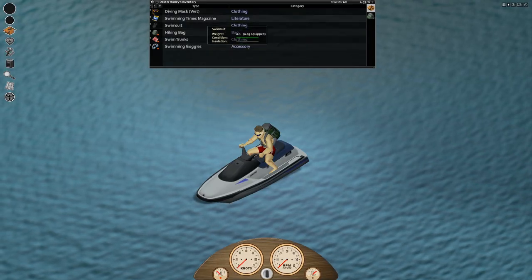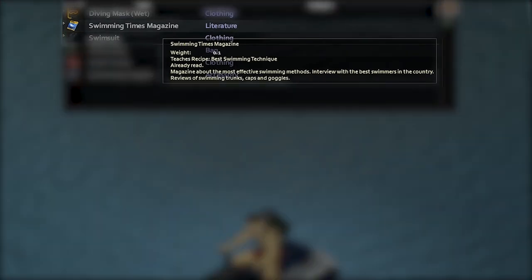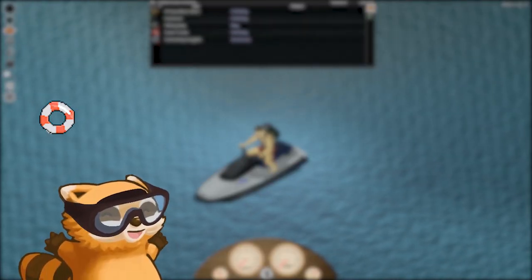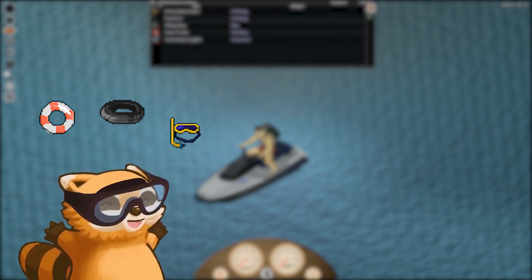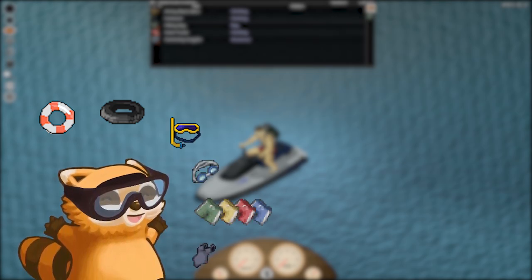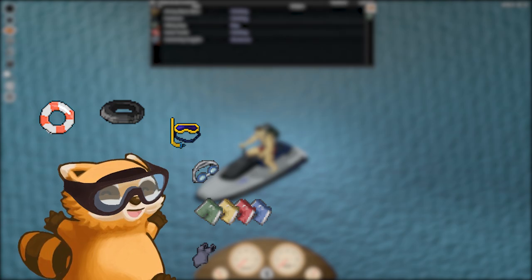You can improve your swimming skills. The best way to do this is to read Swimming Times magazine. A life buoy can also help you, and if you don't have one, use a tire tube. Diving mask, goggles, swimming trunks or swimsuit, all this will also affect your swimming skills.